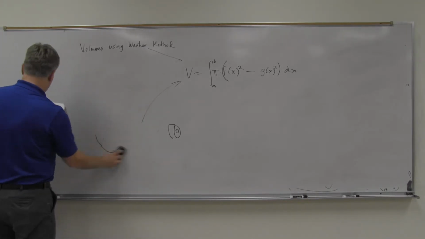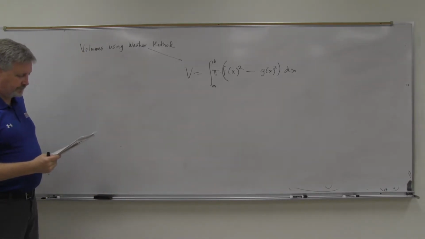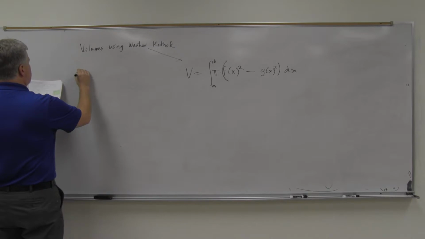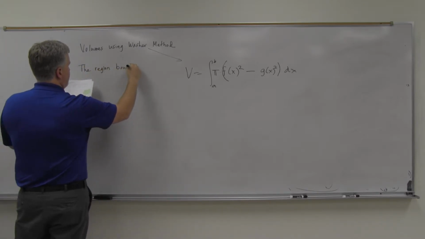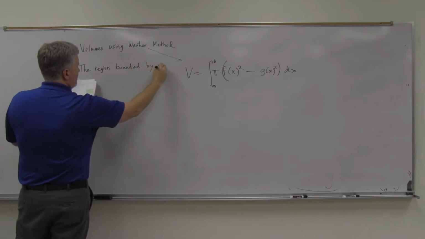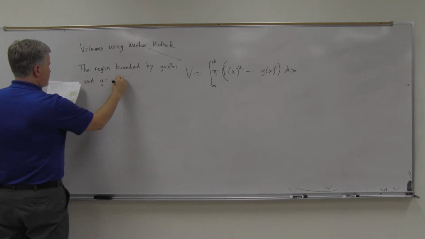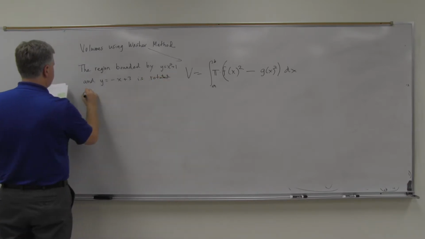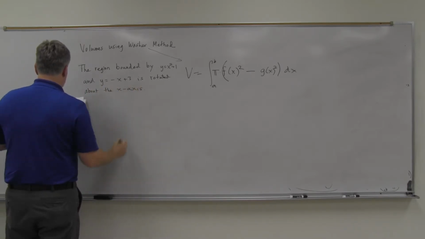Let's do one here with that. Okay, so the region bounded by y equals x squared plus 1 and y equals negative x plus 3 is rotated about the x-axis. Find the volume.